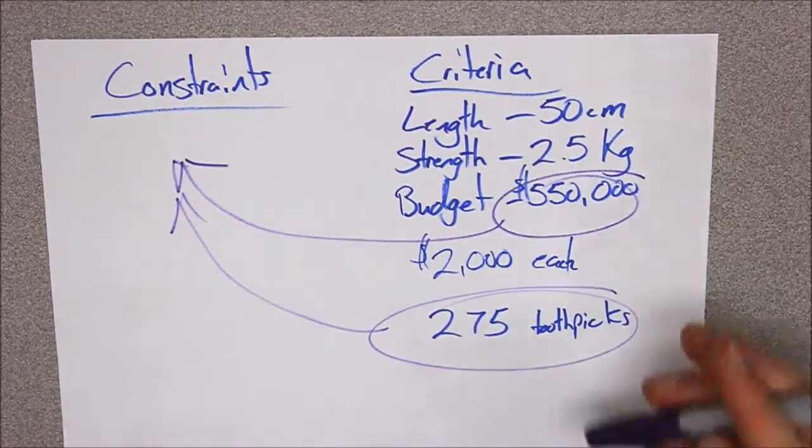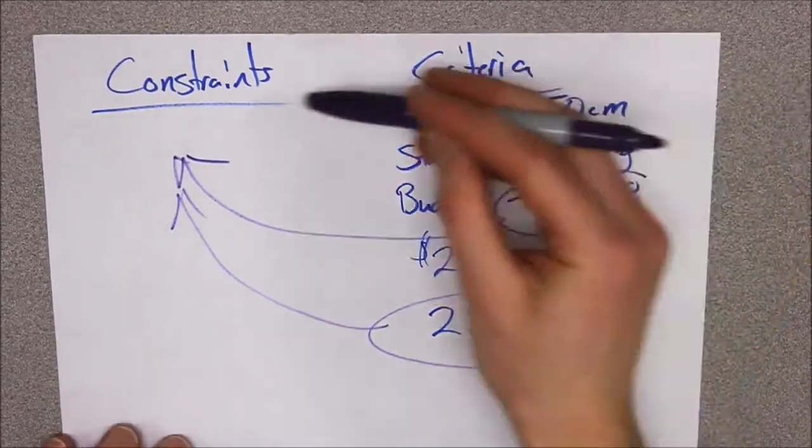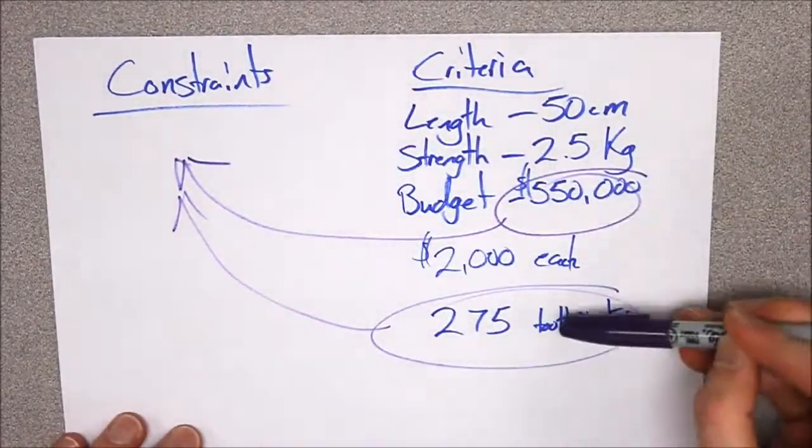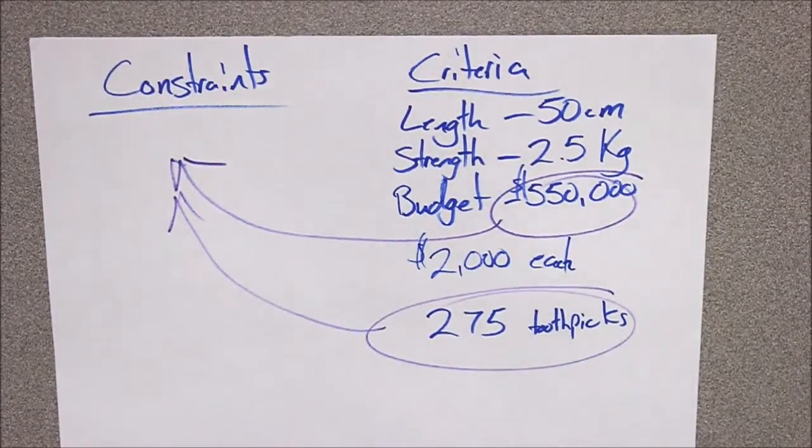So now that we know their criteria, the things we need to have, and our constraints, the things that are limiting us, we can get started on designing the kind of bridge that we want, and then move forward with our blueprint, and finally putting it all together with glue. So in the next 2 or 3 videos, we'll work on that and move on.